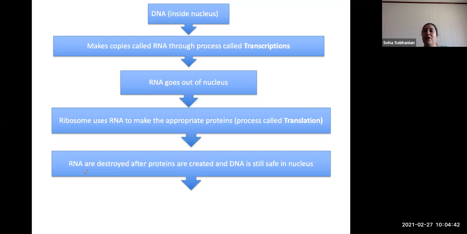And again, when you're done with the RNA, when you're done with making your protein, RNA can get destroyed. I don't care. It's a copy. I can rip it apart and it's fine. So as soon as the protein is made, my RNA is going to be thrown away. But again, I always have the original copy if I want to make new copies. Does that make sense to everybody?